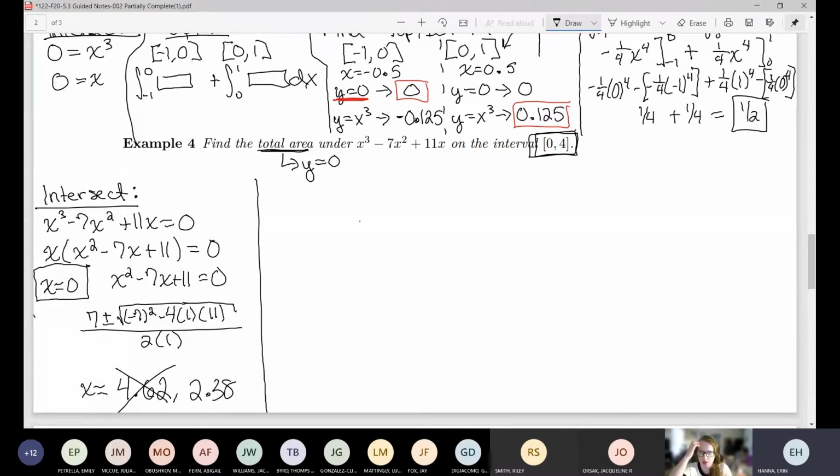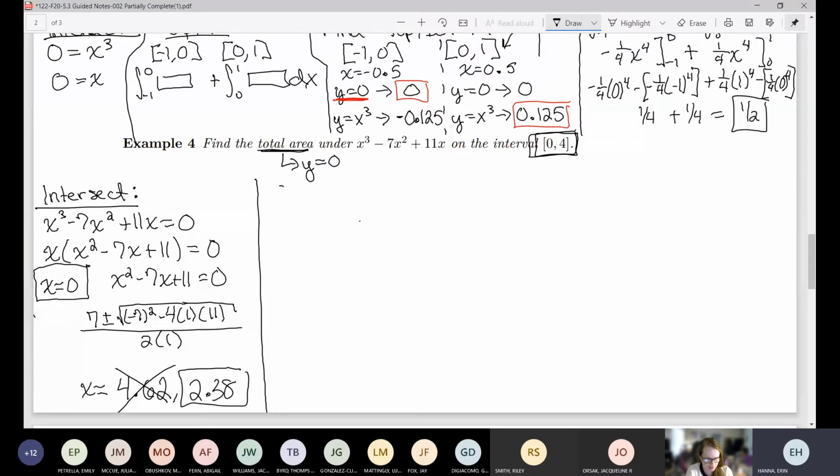So just like with the global max and min stuff, if you ever find a value that's outside of your interval, you just don't care about it. So we're not going to care about that 4.62, but we are going to care about the 2.38. Now the x equals 0, we do kind of care about, but it's already an endpoint, so we don't really need to do anything with it.